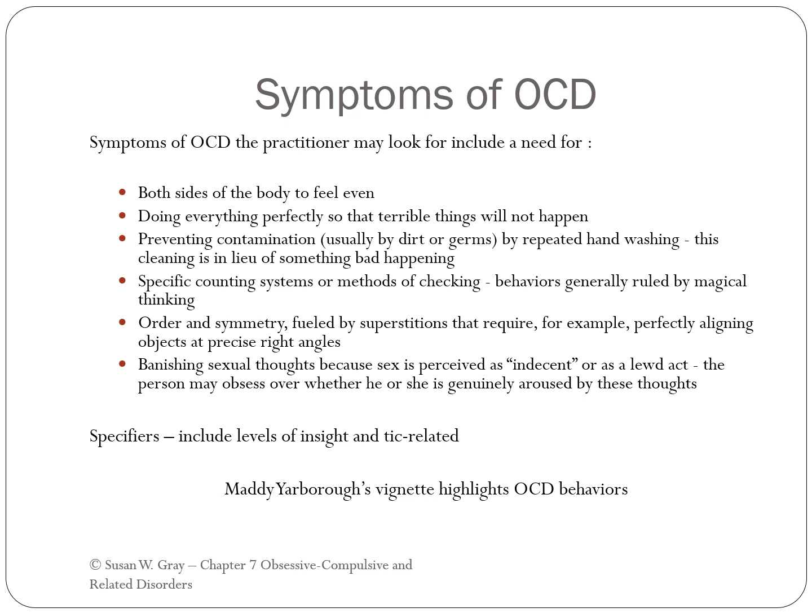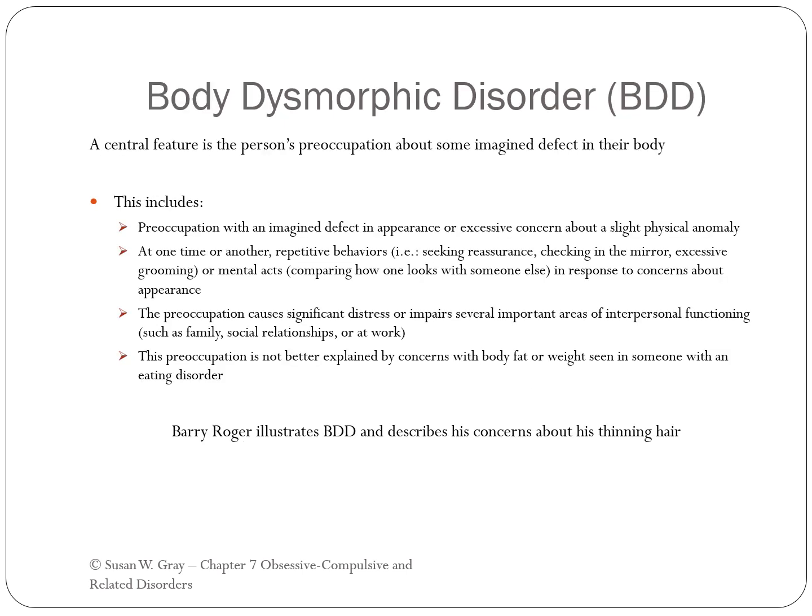Symptoms of OCD include: needing both sides of the body to feel even, doing everything perfectly so that terrible things will not happen, preventing contamination by repeating or hand washing, specific counting systems or methods of checking, order or symmetry fueled by superstition that requires, for example, aligning objects at perceived right angles, and banishing sexual thoughts because sex is perceived as indecent or a lewd act. The person may obsess over whether he or she is genuinely aroused by these thoughts. Specifiers include levels of insight or tic-related.